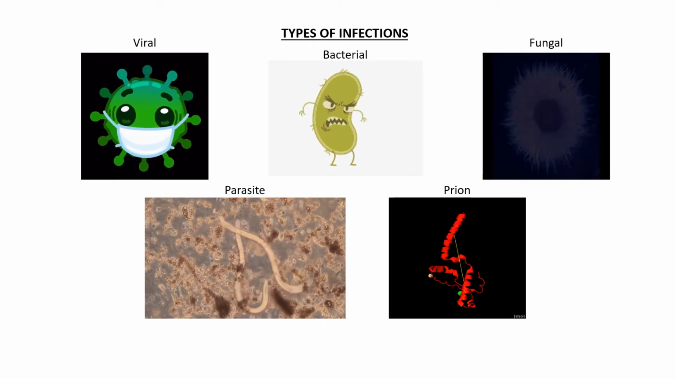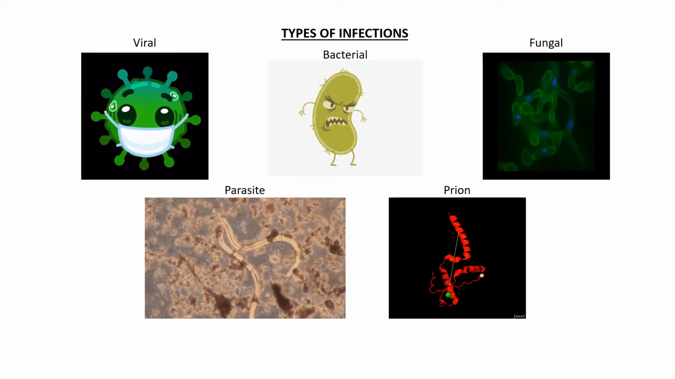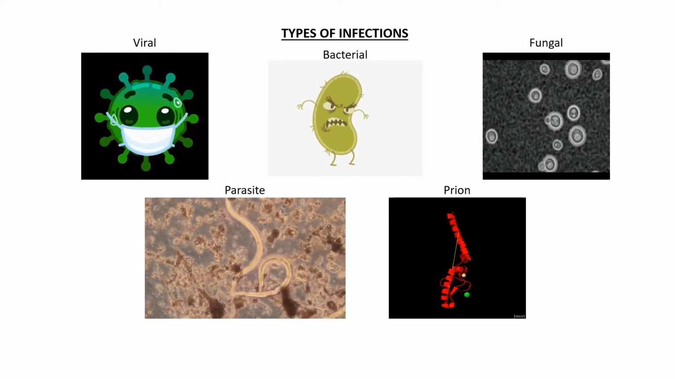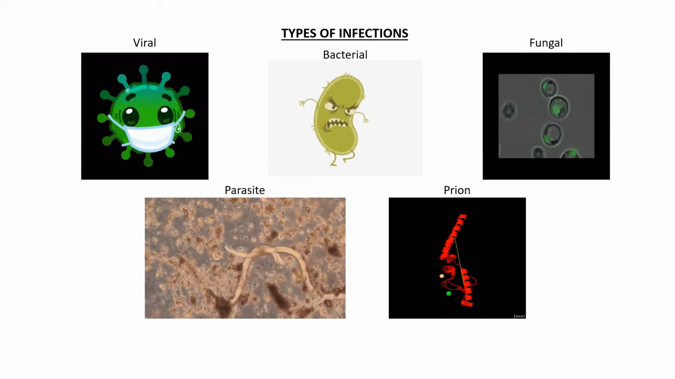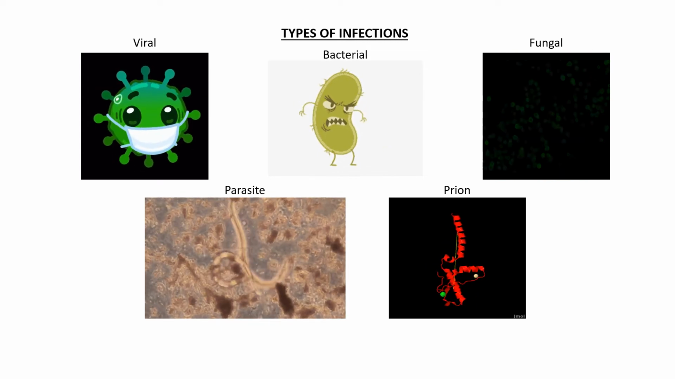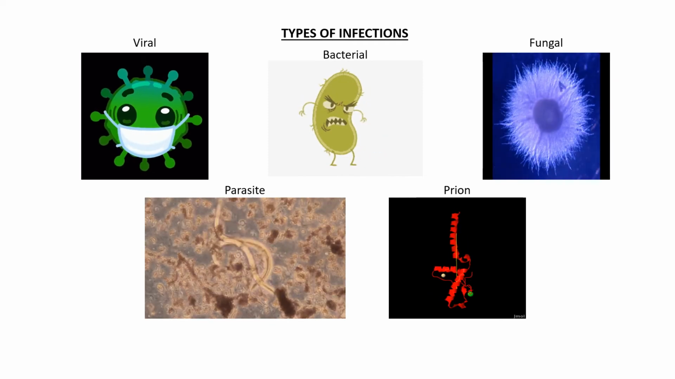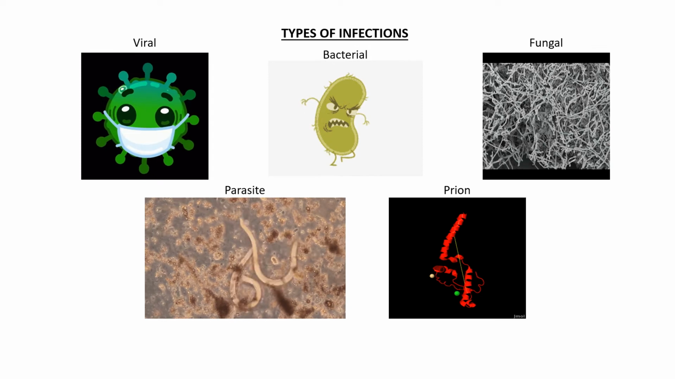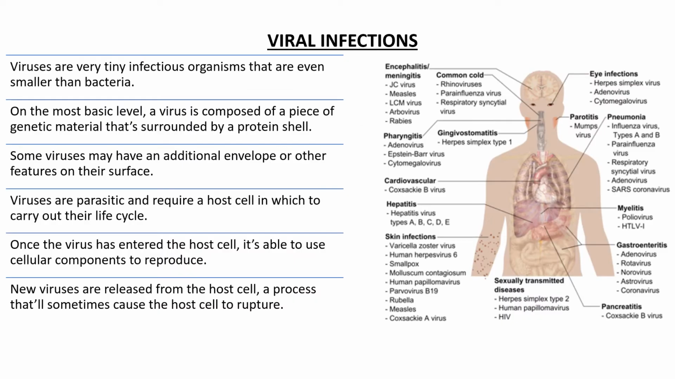So, talking in detail about the different types of infections, there are five varieties of infections and they're classified based on the causative organism. So, it could be a viral infection, a bacterial infection, a fungal infection, a parasite infection, or a prion infection. So, now talking about the viral infections.